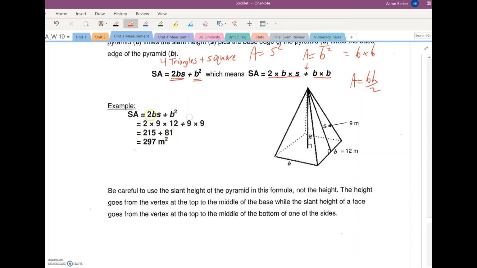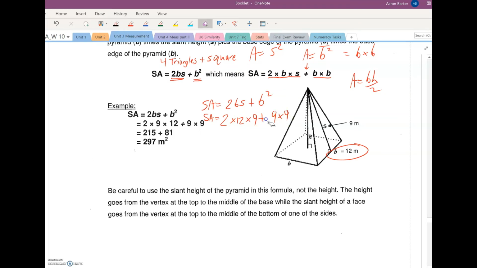So let's go over this. 2 times b is 12. They got this mixed up here, don't they? This should be 12 times 9. So surface area equals 2bs plus b squared. Surface area equals 2 times 12 times 9 plus 9 times 9. Let me just write that nice and neat: 2 times 12 times 9 plus 9 times 9.